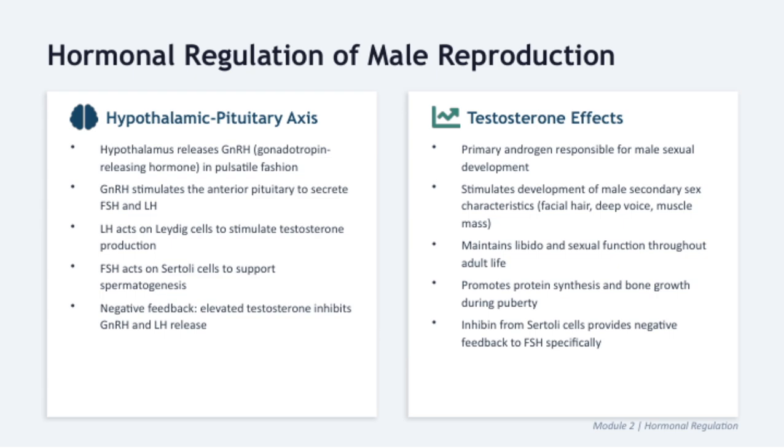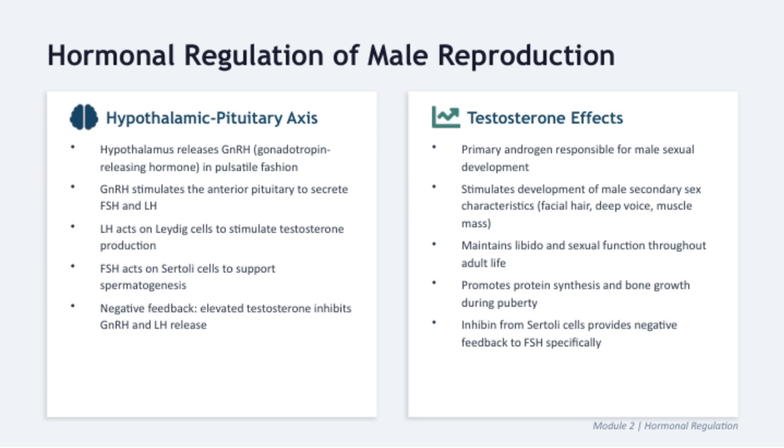An interesting aspect of hormonal regulation involves inhibin, which is produced by Sertoli cells in the testes. Inhibin provides negative feedback specifically to FSH, helping to regulate spermatogenesis and maintain balance within the reproductive system.